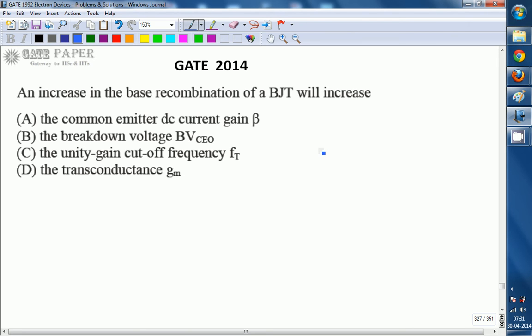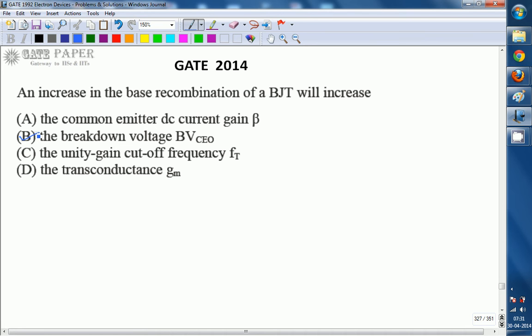So, the right answer for this question is B. An increase in base recombination of a BJT will increase the breakdown voltage BVCEO. Base recombination of a BJT increases either by increasing the doping concentration of the base or by increasing the width of the base region.